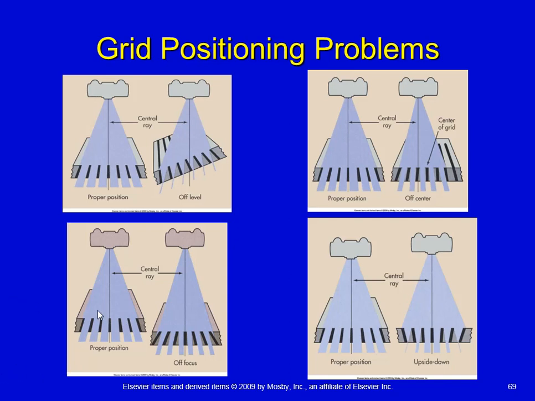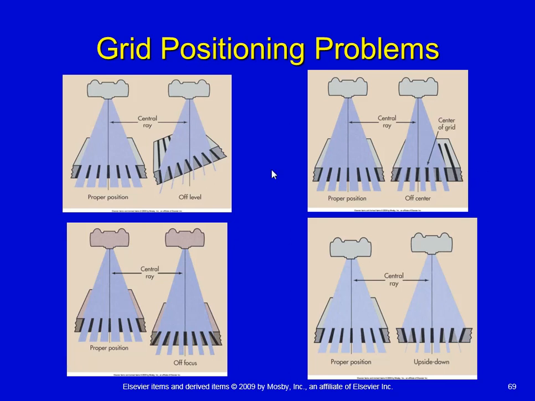So in the last recording, we were talking about problems with grids and grid positioning and what would cause grid cutoff. And we said that off-level grid was a problem with any type of grid. Off-level just meaning tilted. We talked about off-centering, which is what we have here. Off-centering would be a problem primarily with focused grids, and included in that would be focused crosshatch grids.